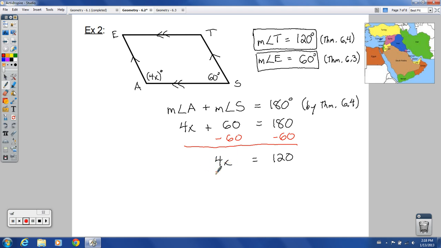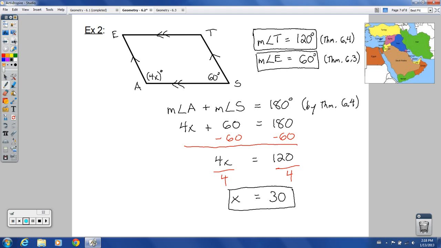That was ugly looking. There we go. Divide by 4. I don't want to cross out the 4x. So divide by 4. The 4's go away. You got x equals 30. So if I said to solve for x, that's all you'd have to do. If the book says you have to solve for x, same thing.